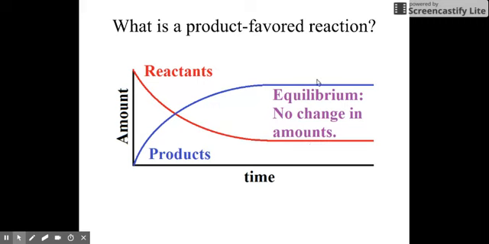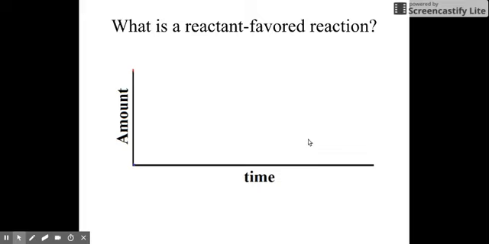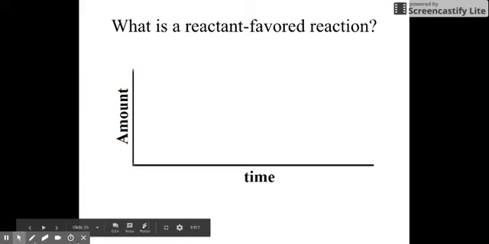So, as indicated with this, if the amount doesn't change, but you see that there is a difference between the product and the reactants, and the product is higher than the reactants, that means there are more products than reactants. You get a product-favored chemical reaction in the equilibrium state. So you get more products than your reactants. If we think of it the other way around, how will we now illustrate a reactant-favored reaction?